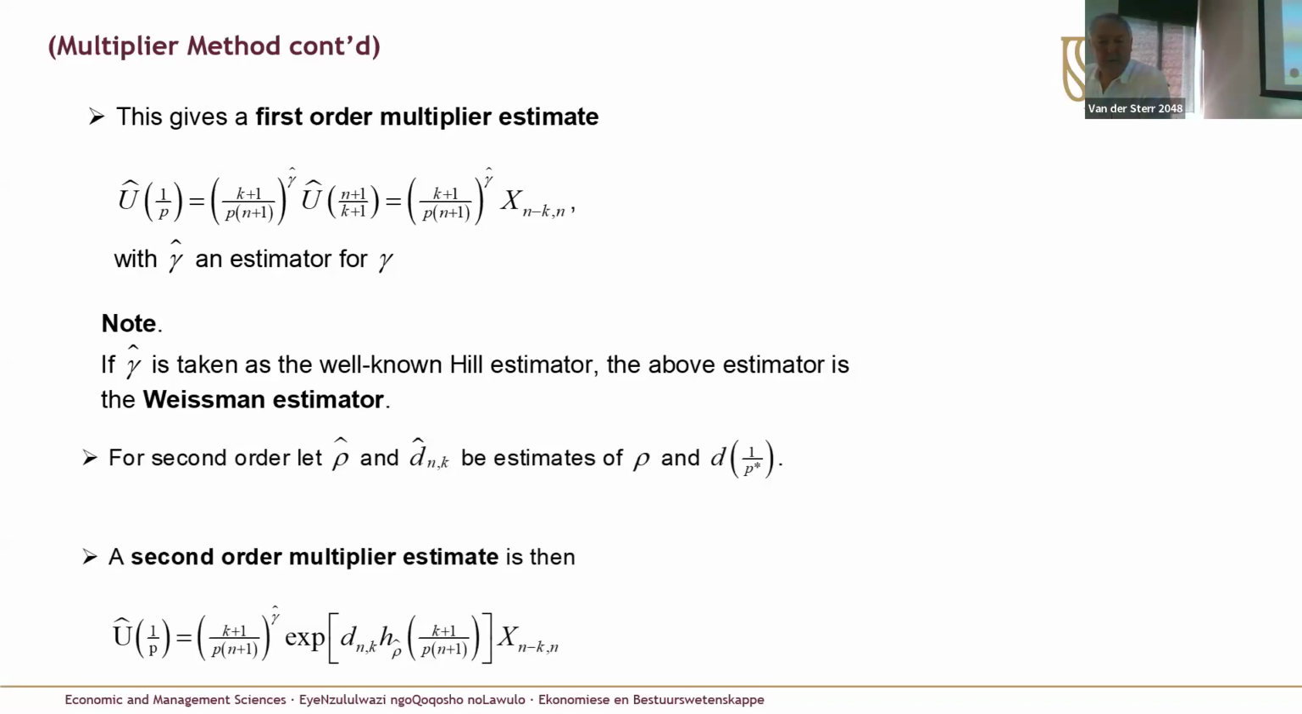For the second order, we just take what we had before. We have the same K plus 1 over P n plus 1 term over there. And then we have this extra exponential term. But now we have more parameters. We have the d function at 1 over p star with p star equal to K plus 1 over n plus 1. We call that d and k. And we have rho, which we have to estimate as a second order parameter, times then that. So this is then the second order multiplier that we have.